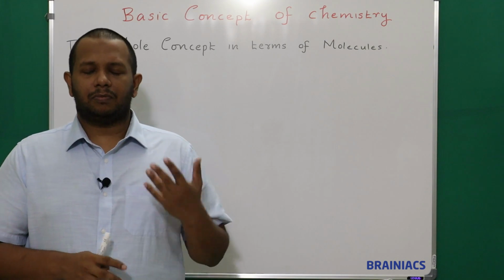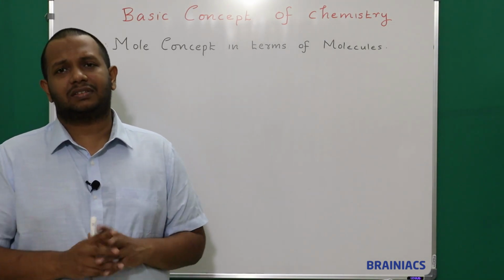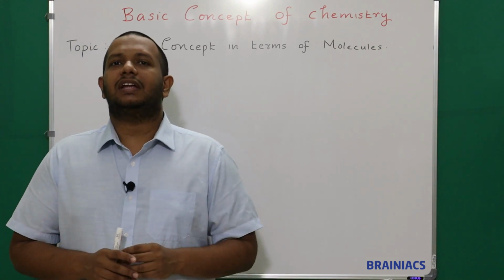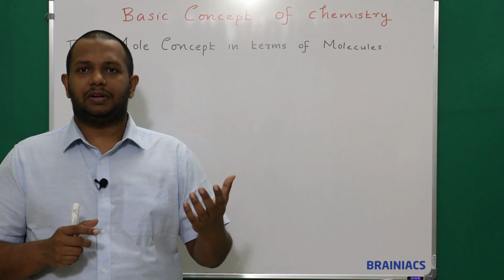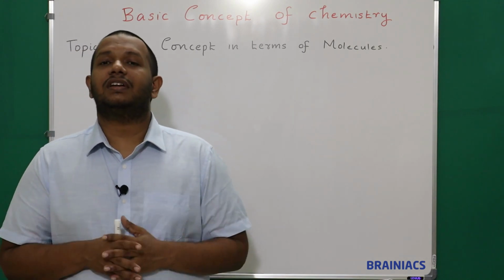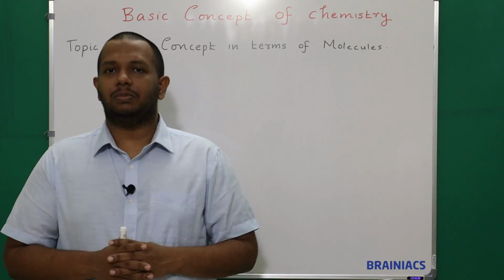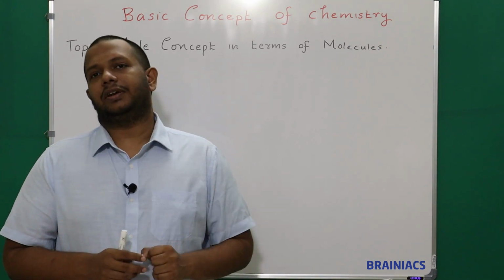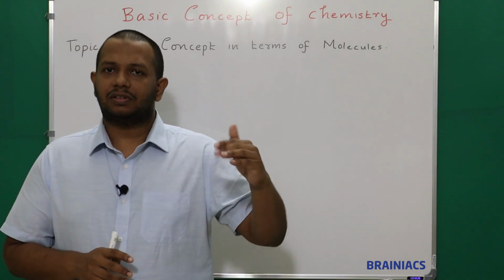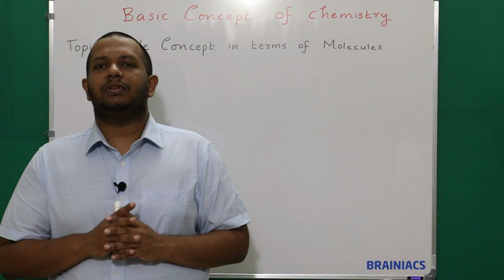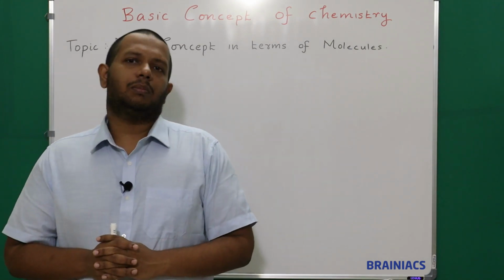Then one important doubt will come to mind. Sir, why should the atoms combine? Why can't they exist as atoms themselves? The reason for that is to attain stability. How are they attaining stability? All these things are discussed in the chapter chemical bonding, where it will discuss why a chemical bond is formed to attain stability. So the answer for that lies in the chapter chemical bonding. I am not discussing those things now. Just now I am discussing what molecules are and how the mole concept can be explained in terms of molecules.